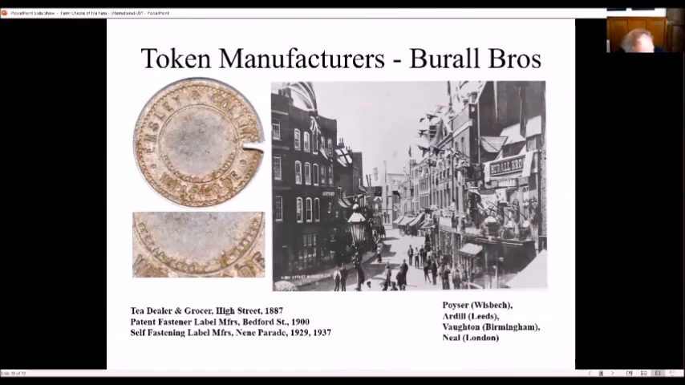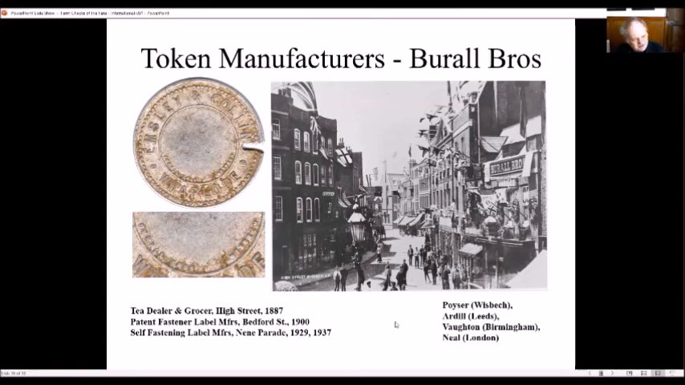So the tokens, the vast majority of them have no indication as to who manufactured them. However, a few include in very small print the name of the manufacturer, and this is Burrell Brothers of Wisbech. And these started off as a tea dealer and grocer in the high street in the 1880s, and then they diversified into making labels and fasteners and anything small and stamped metal. And their address moved around, and I managed to get a postcard of Wisbech town centre, which shows their shopfront. And Burrell Brothers is written across there.